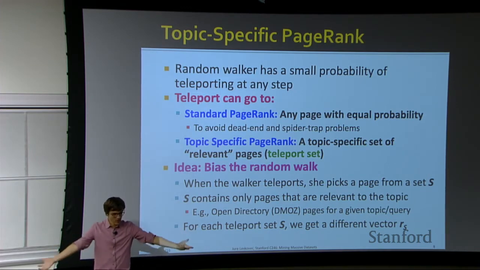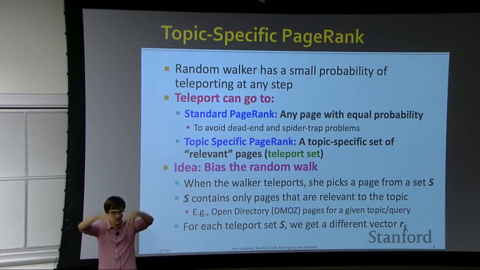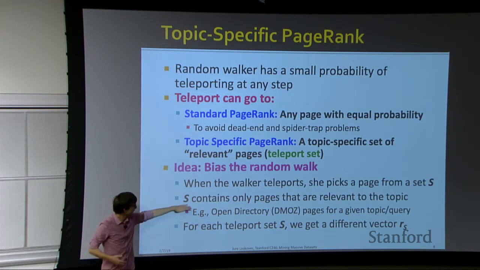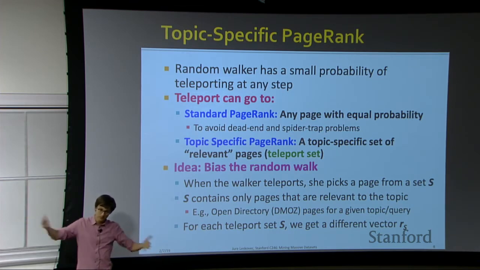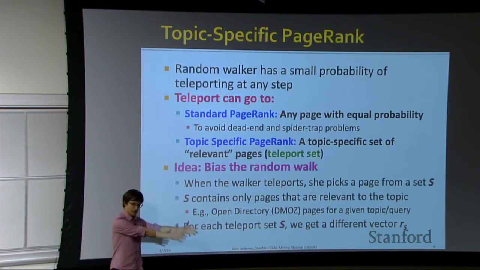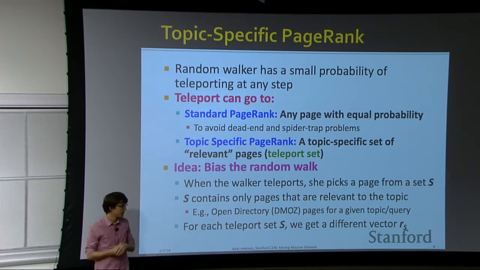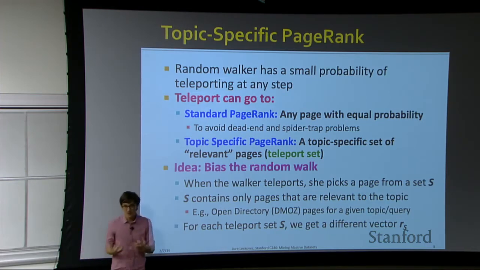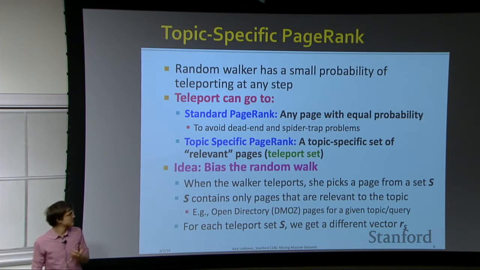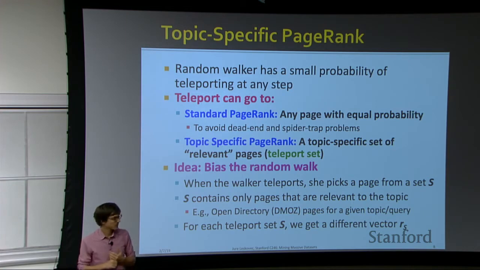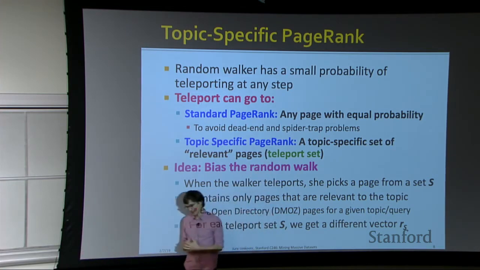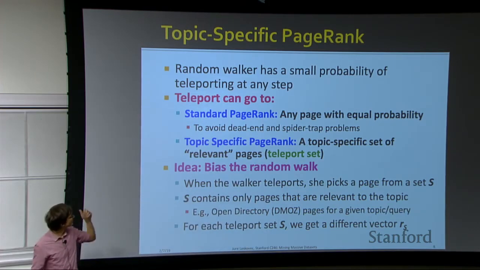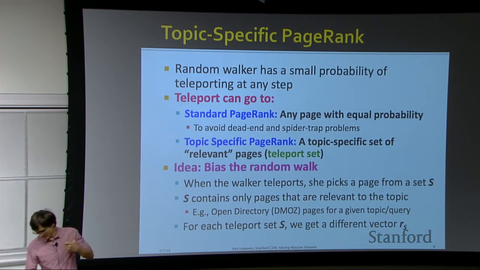Because the random walker walks and then jumps to the set and then walks, walks, walks and jumps back to the set. So now for every set, I have a different page rank vector, a different importance for every node, because depending where I jump, the proximities will be different, right? That's essentially the idea of what is called topic specific page rank, or what people also call personalized page rank. And the idea is that we just have this concept of a teleport set. That's it. Even though it's called topic specific or whatever, it's just we have a teleport set.